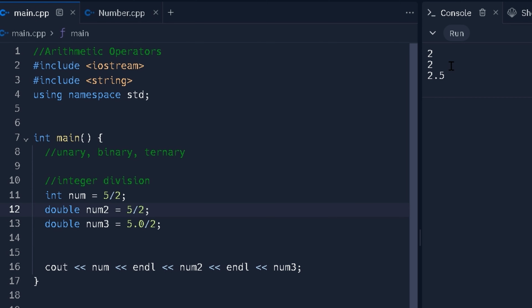That's pretty much it. If we look to the right, you can see we have a 2, and that's for the int num. We have a 2, that's for double num2, and then we have a 2.5 for the double num3, just as I said.